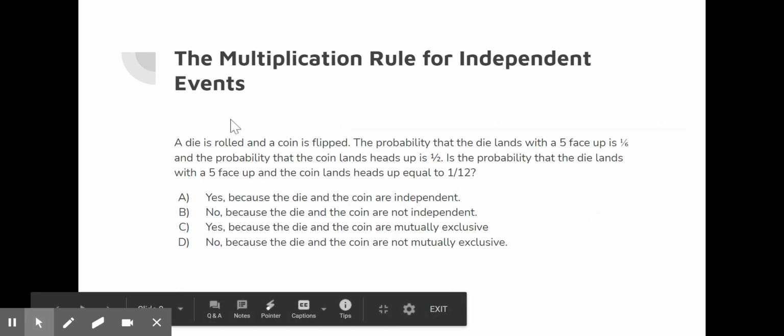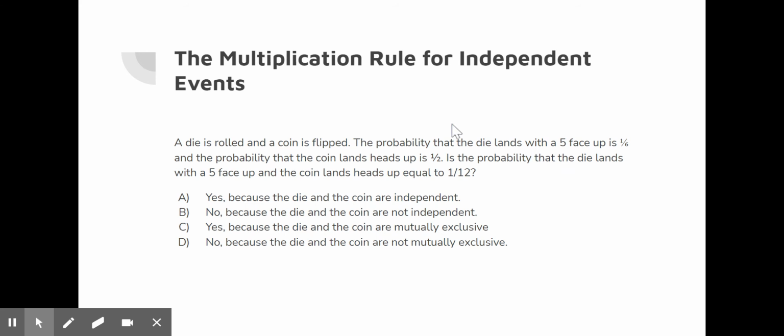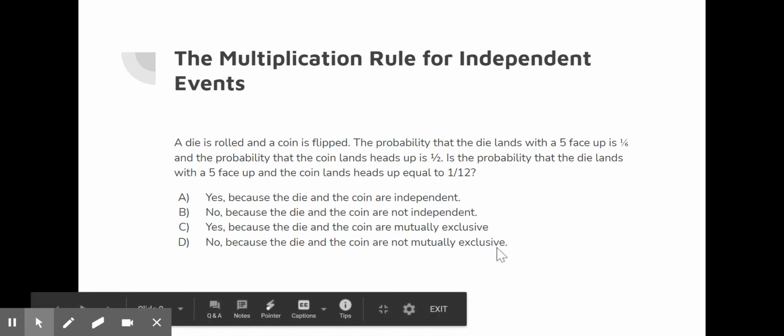Okay. A die is rolled and a coin is flipped. The probability that the die lands with a 5 up is 1/6. The probability that the coin lands with the heads up is 1/2. Is the probability that the die lands with a 5 face up and the coin lands heads up equal to 1/12? So A, yes, because the die and coin are independent. They're not independent, they're mutually exclusive, or they're not mutually exclusive.